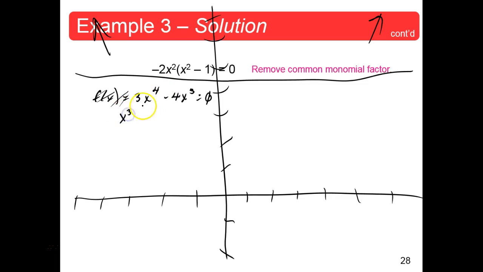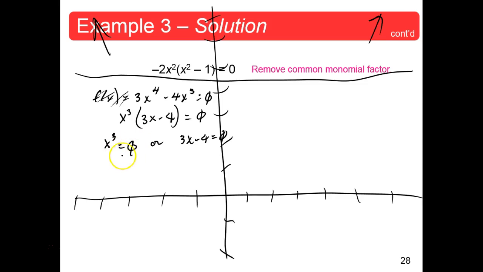X cubed is the only monomial factor. What does that leave us with? 3x minus 4, and that product is equal to 0. Okay? Where do we go from there? Set them equal to 0. So either x cubed is equal to 0, or 3x minus 4 is equal to 0. Why is that? Because anytime you have a product of however many entities you have equals 0, one of those has to be 0. There's no way around it. So either x cubed is 0 or 3x minus 4 is 0.